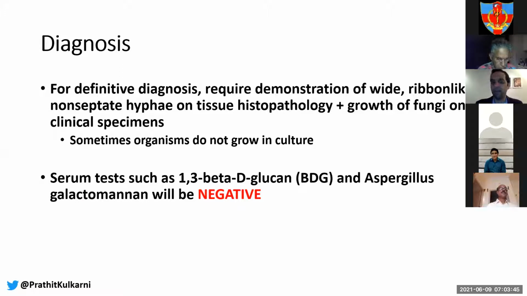Very, very important. Some people are trying to utilize serum testing for diagnosis of mucormycosis, but it's very important to point out that the typical serum fungal tests, 1,3-beta-D-glucan and Aspergillus galactomannan, are expected to be negative in patients with mucormycosis because the cell wall of Mucorales species doesn't have these components. So these tests will be negative in patients with mucormycosis. They should not be used to make a diagnosis.